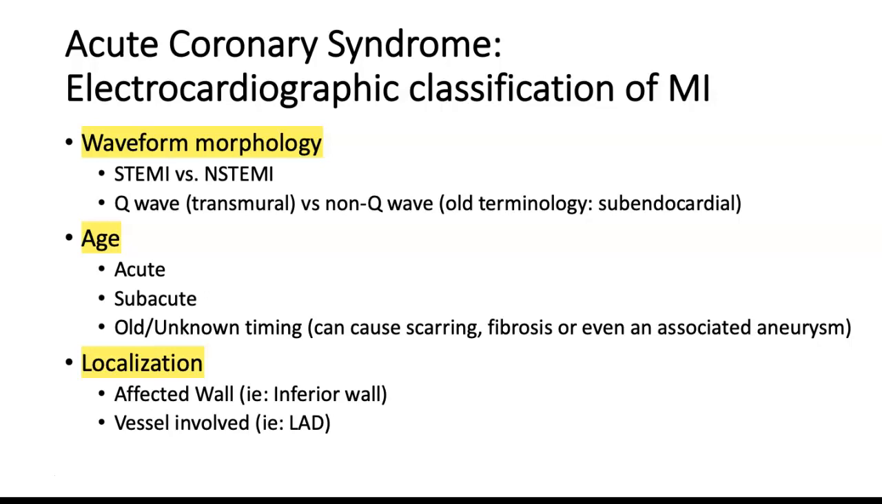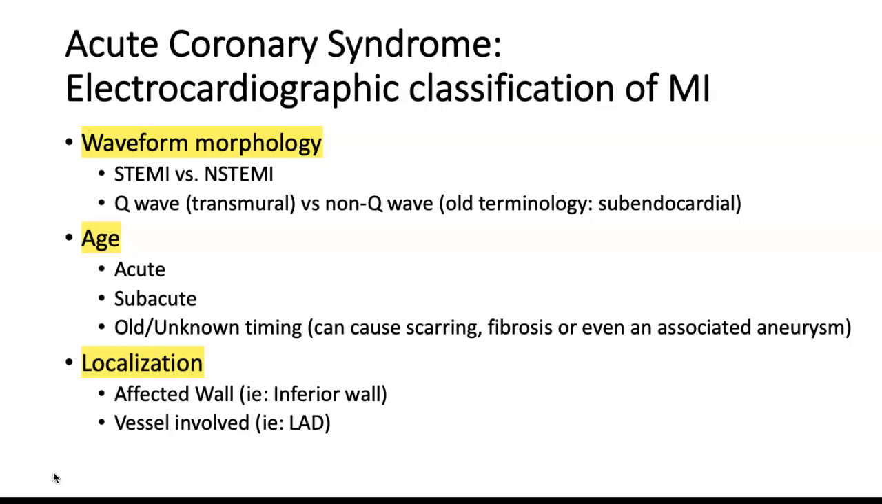We can also see Q waves or transmural involvement versus non-Q wave. This is old terminology. Q waves refer to infarctions that are transmural, and non-Q wave MI would refer to a myocardial infarction where the damage was only subendocardial and did not result in a Q wave.